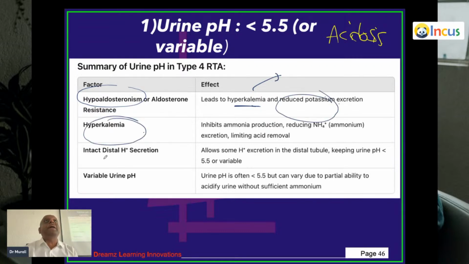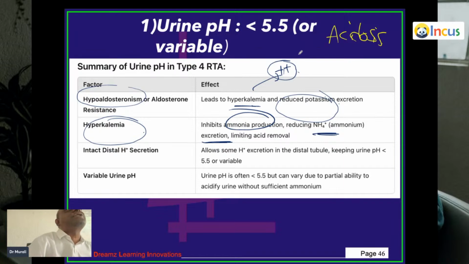Now what is the effect of hyperkalemia? Hyperkalemia has one effect here. It will inhibit the ammonia production, reducing the ammonium excretion. How is H+ excreted into the urine? Not simply like H+. NH3 plus H+ will form NH4+, and NH4+ is lost into urine.